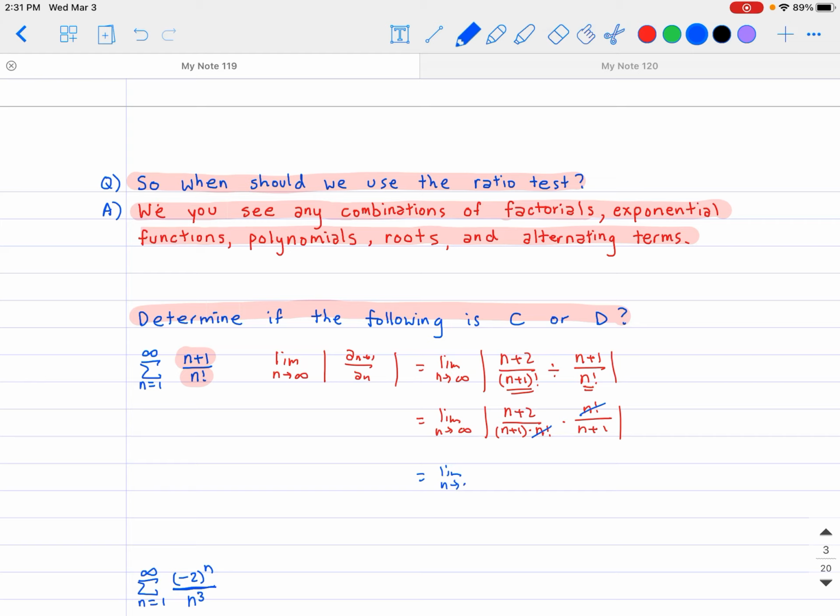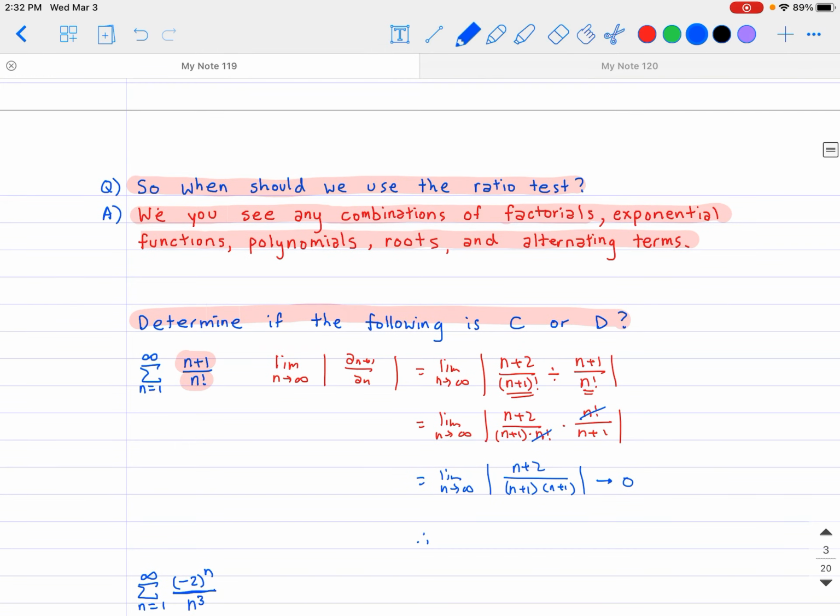So we have limit as n approaches infinity. And this part, we don't need to multiply it out because you can hopefully notice that we have polynomials on both the top and the bottom. But the bottom polynomial is greater than the top. So therefore, the limit has to go to 0 because the bottom is quadratic, whereas the top is linear. So now that I've shown that it equals 0, by the ratio test, we can say that the summation of n plus 1 divided by n factorial converges.